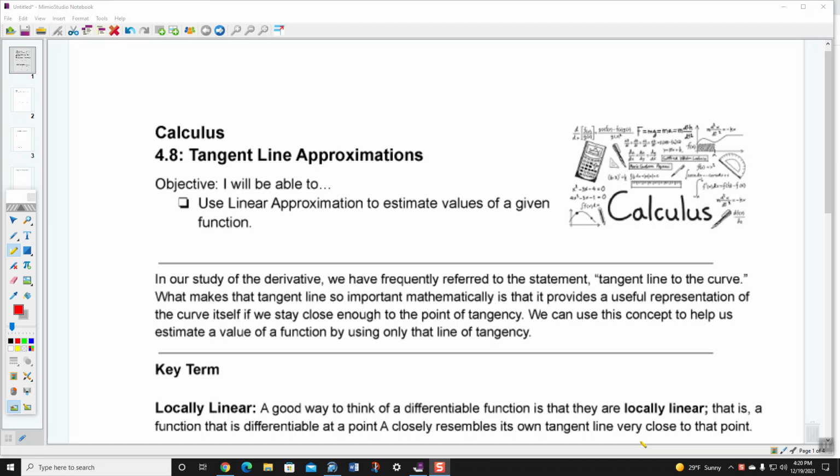All right, kids, we'll get started here today. Tangent line approximations is going to be our section for 4.8 that we're going to discuss today.